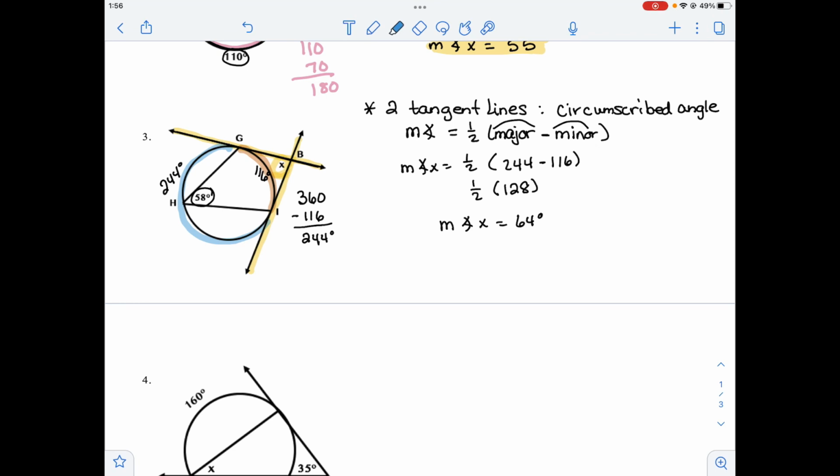Now I want to talk about something, because there's another kind of rule that we need to know. So we found first the minor, the 116, using the inscribed angle. And so we already knew that. Another relationship that you need to know is that when you have two tangents, the outside angle and this minor arc, which is 116, together they have to equal 180. Okay, so if you know that this is 116, 180 minus 116 will also give you 64.